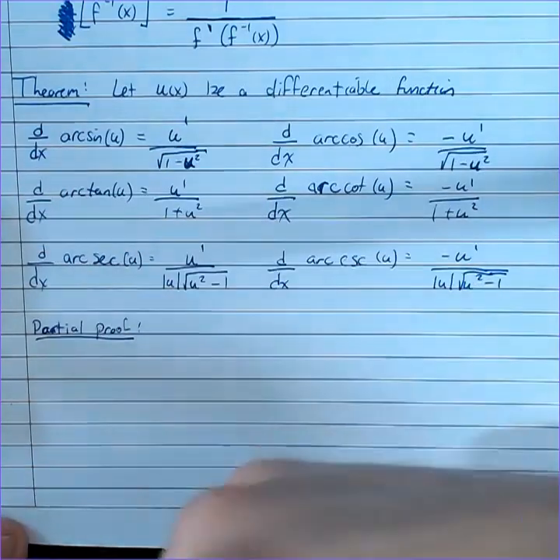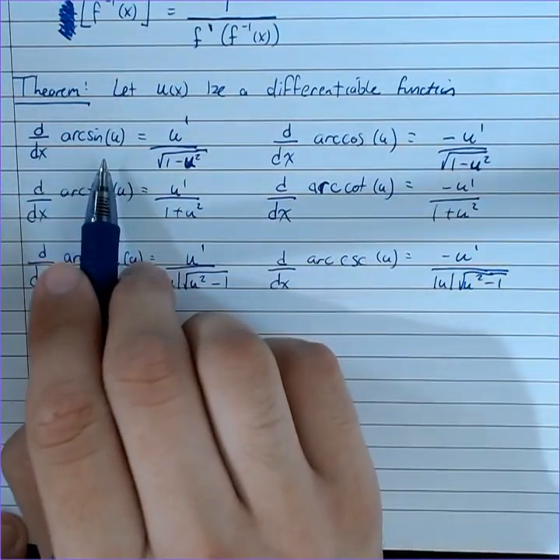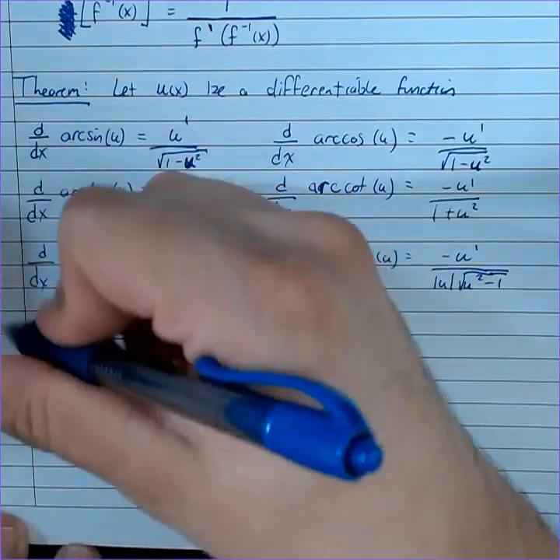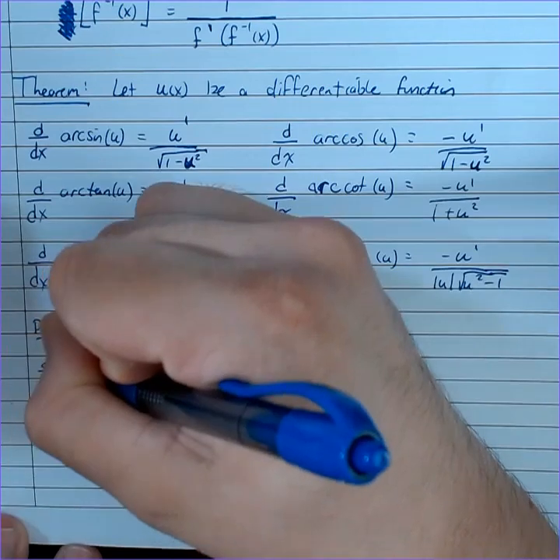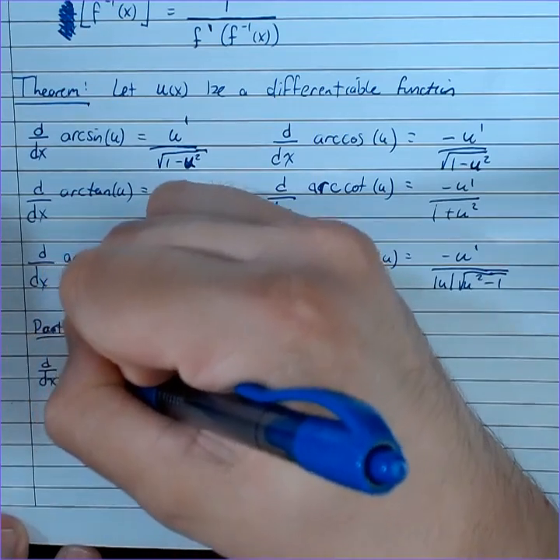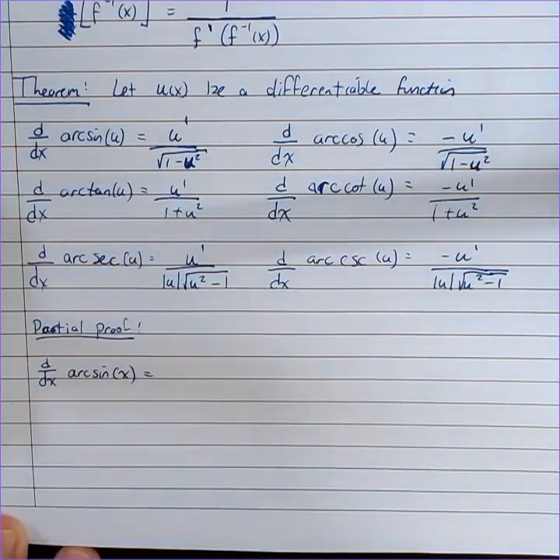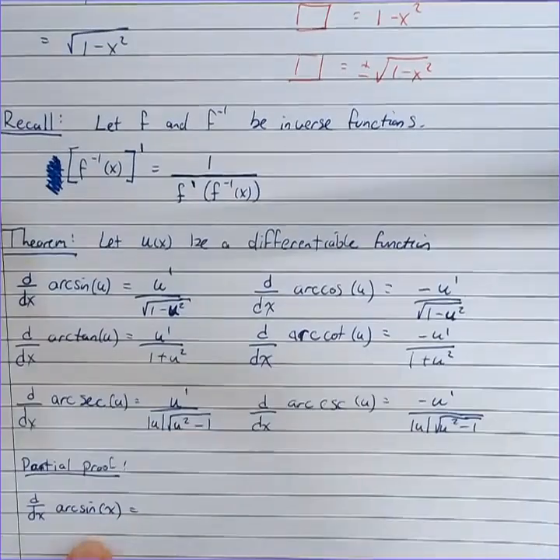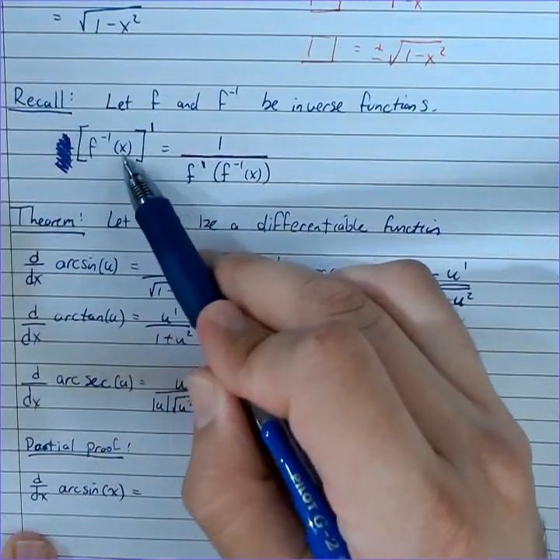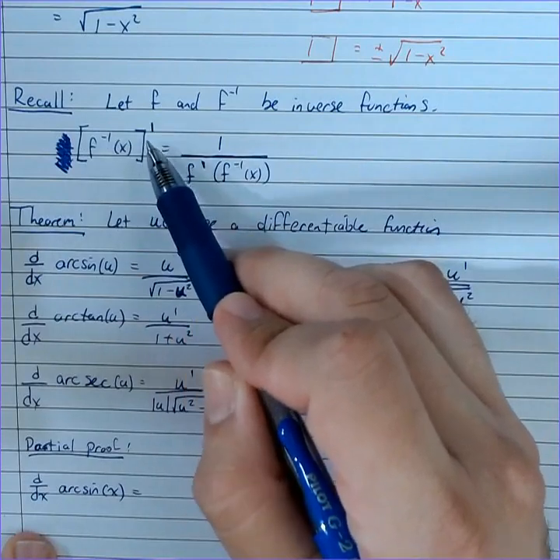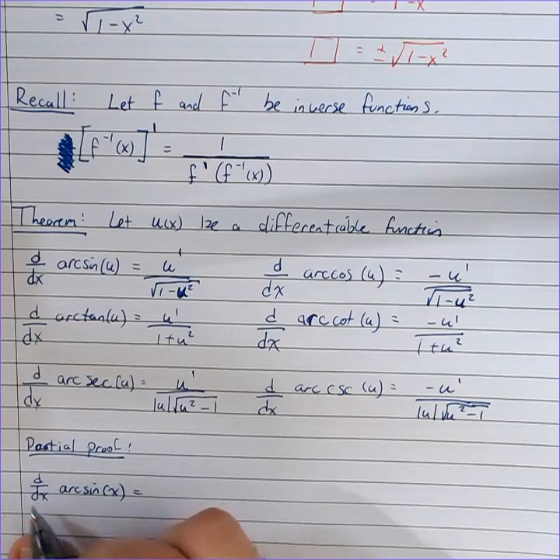Let's start off with the first one, sine of u. So let's begin with just arc sine of x. Okay, so let's go ahead and find the derivative with respect to x of the arc sine of x. Okay, well, right here, the inverse derivative. Well, that's what I have here. This is an inverse function, and I'm trying to find its derivative.